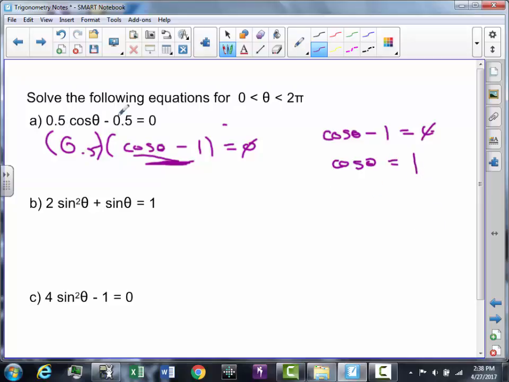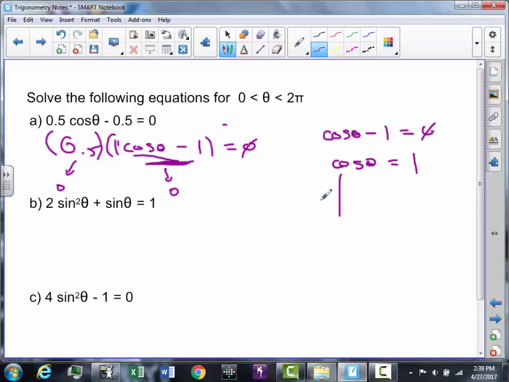I factored 0.5 out of both of these. So when you factor out a 0.5 out of 0.5, there's like a 1 here and a 1 here. Good question. Sorry if I glossed over that too quickly. So what I'm saying here is that either this thing was equal to 0 or that one was equal to 0, kind of like we would do with quadratics. 0.5 is not going to equal 0. That makes no sense. But the cosine of theta minus 1 could equal 0 if cosine was 1.